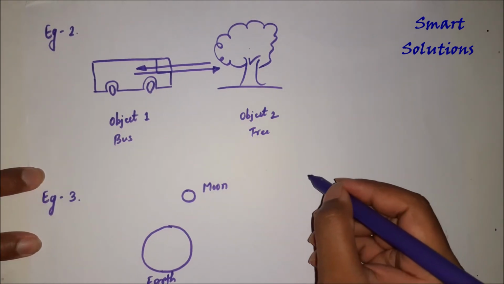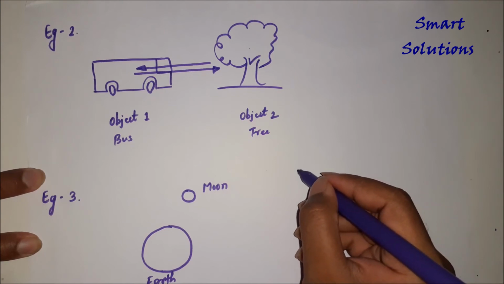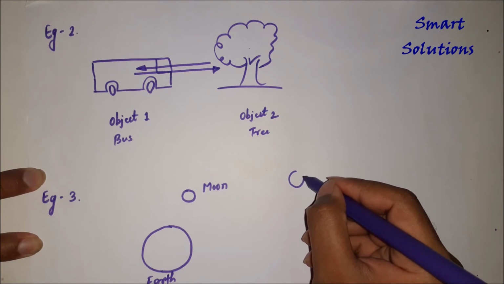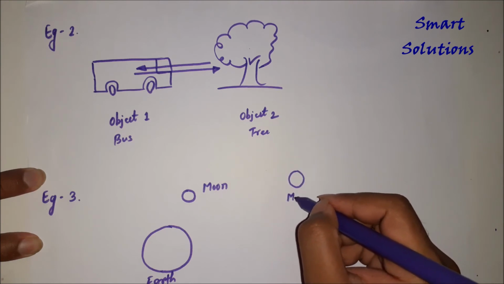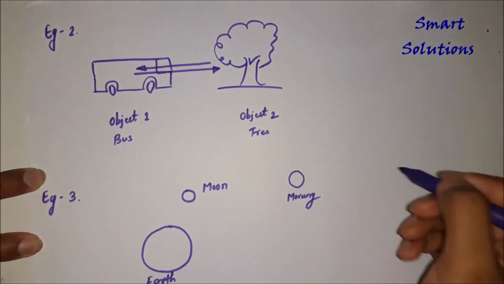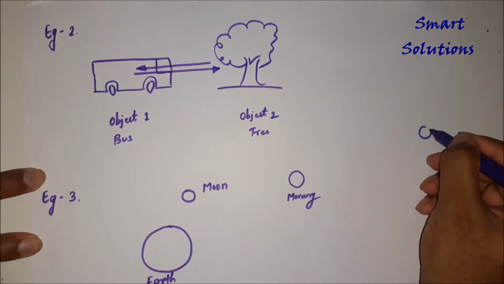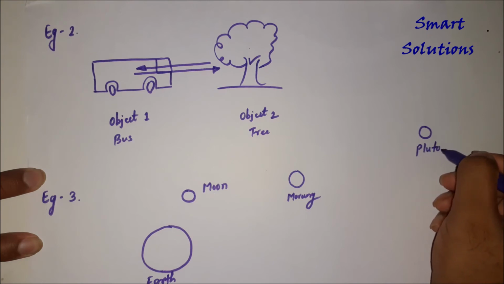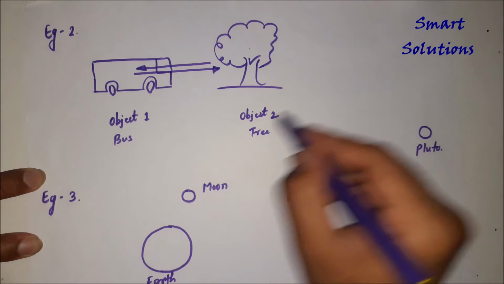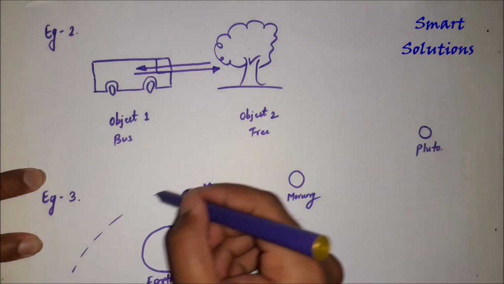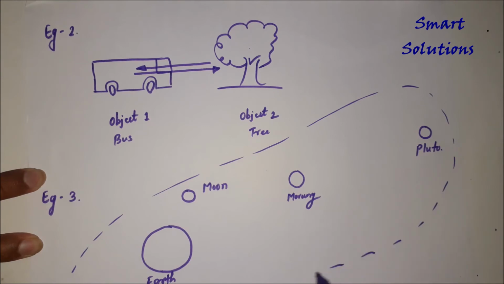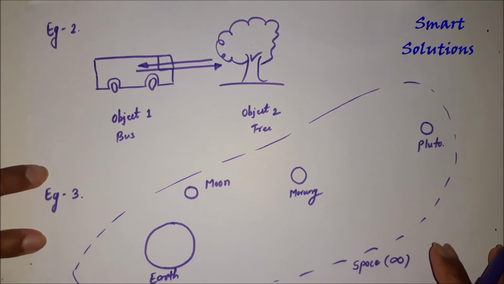Also, there could be some far objects or far planets, like say Mercury, or at a very far distance, say Pluto. As you all know, it is at a very far distance. So all these things, where are they? They are in space, and space is infinity. We do not know where this space actually ends.